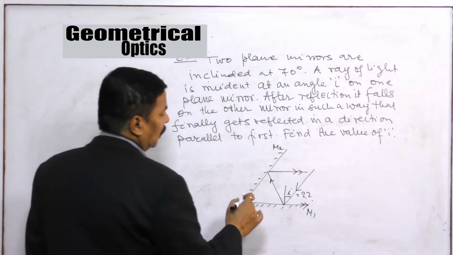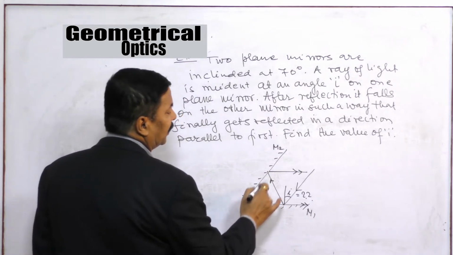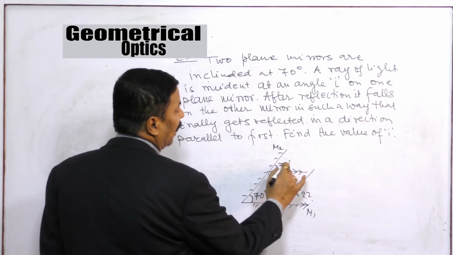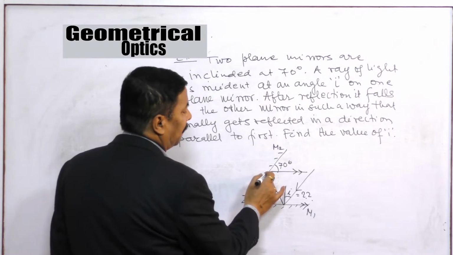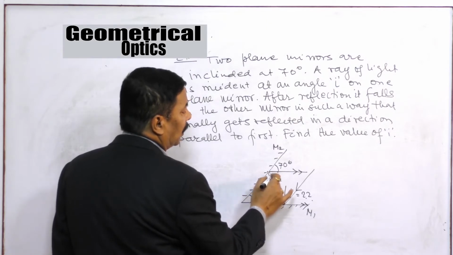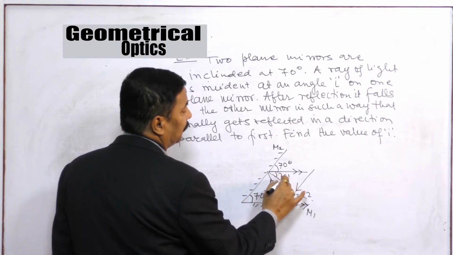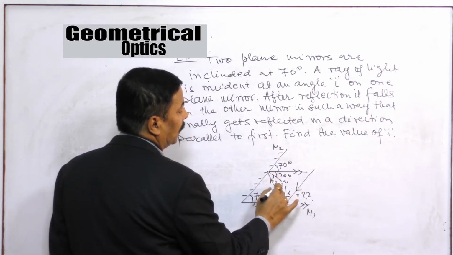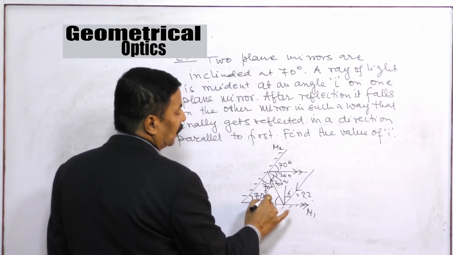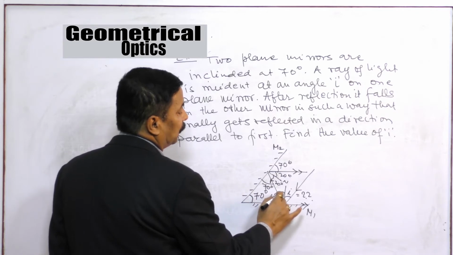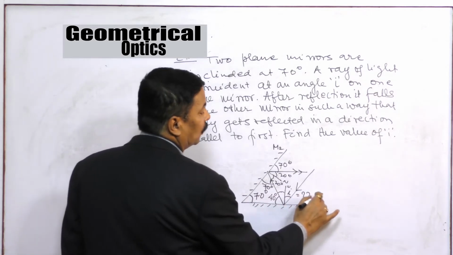So this angle is 70 degrees. In the question it is mentioned. This angle is 70 degrees, so this angle is also 70 degrees. Why? Because it is the corresponding angle. Here is the normal. So when it is the normal, this angle is 20 degrees. This angle is again 20 degrees. So this angle is 70 degrees, so this angle is 40 degrees. This angle is 50 degrees because it is normal. 40 plus 50, 90. So I is equal to 50 degrees.